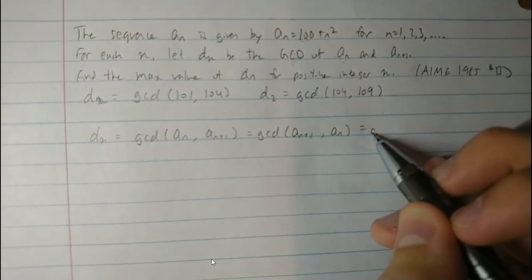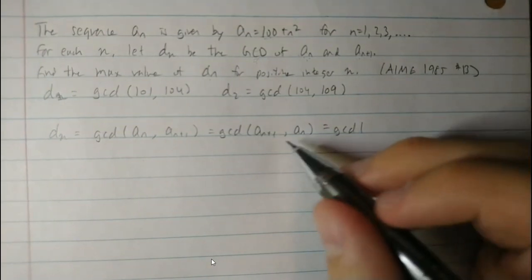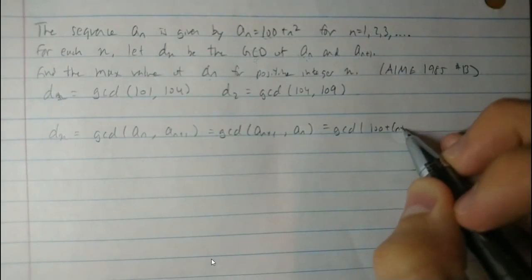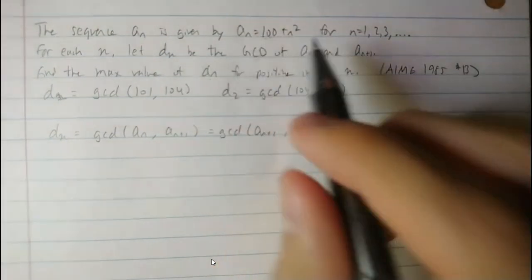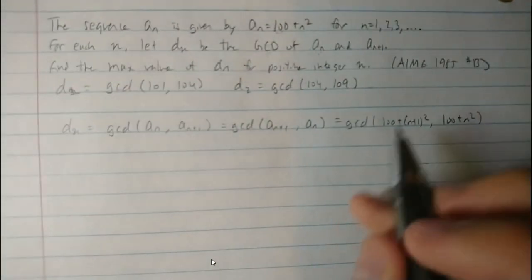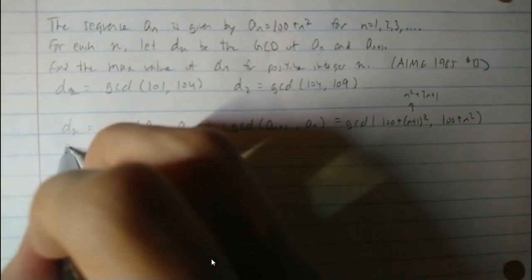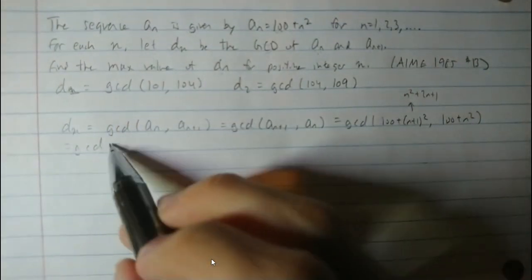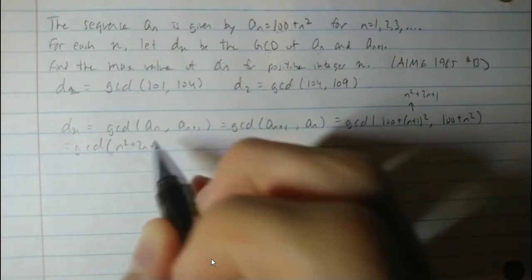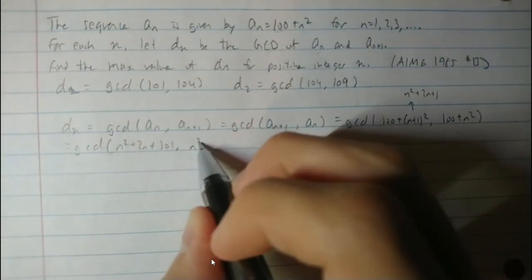And then we can use their definitions to say the GCD of a sub n plus 1, which is going to be 100 plus n plus 1 squared. It's pretty straightforward, and a sub n, it's right up there, 100 plus n squared. Great. And we'll go ahead and expand the n plus 1. That's n squared plus 2n plus 1. So we have the GCD of n squared plus 2n plus 100 plus 1 makes 101, and we have the n squared plus 100 over here.